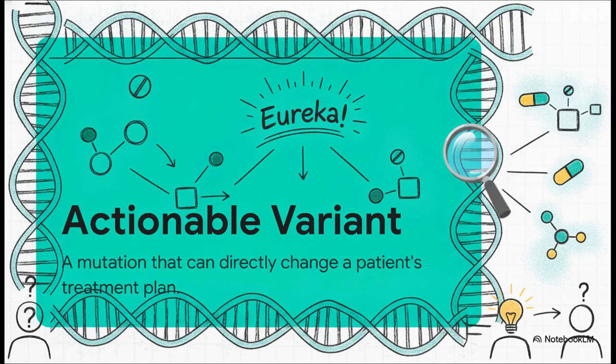For instance, if we find a specific EGFR mutation, we know we can target it directly with an EGFR inhibitor drug. Or if we find a BRAF V600E mutation, guess what? There's a BRAF inhibitor for that. It literally transforms cancer from a generic, broad disease into a specifically targetable molecular puzzle.